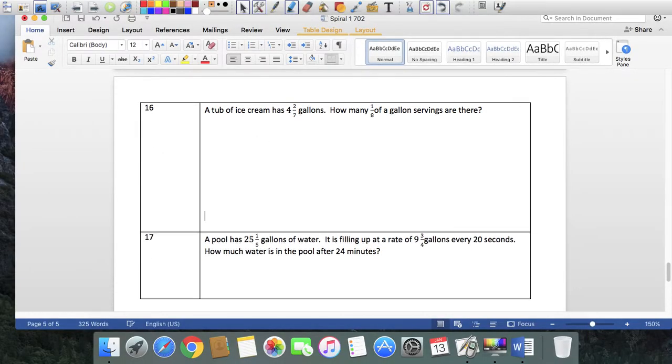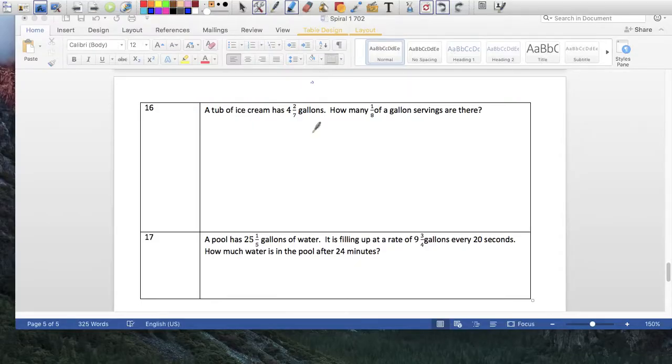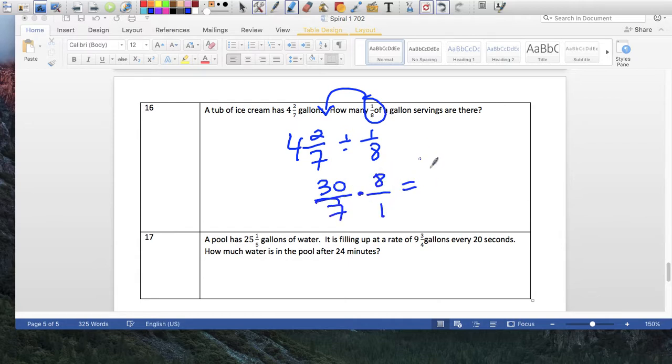A tub of ice cream has this much. You want to find out how many servings are in there, so it's a division problem. 2830 over 7 times 8 over 1. Nothing to simplify. 240 over 7. I have no idea what that is, so let's do 240 divided by 7.